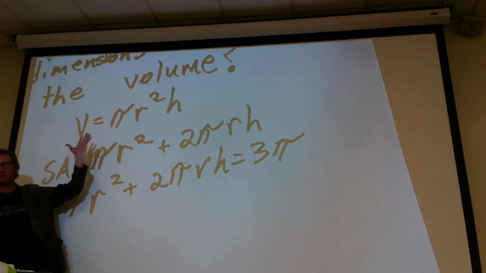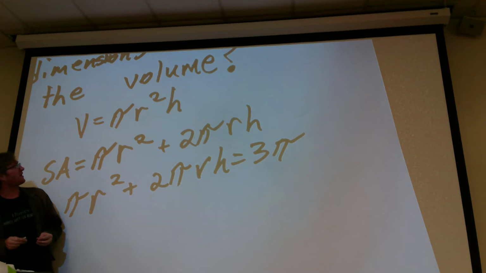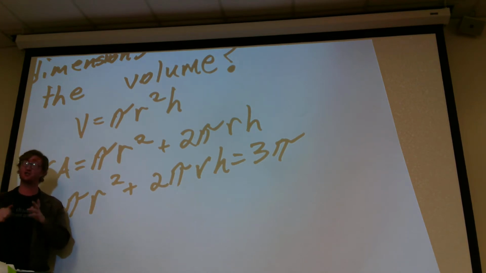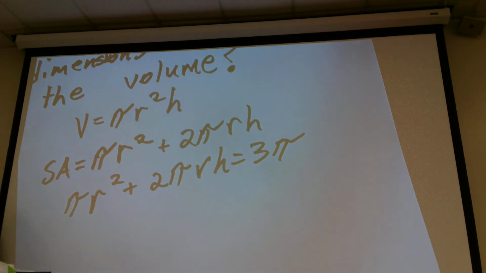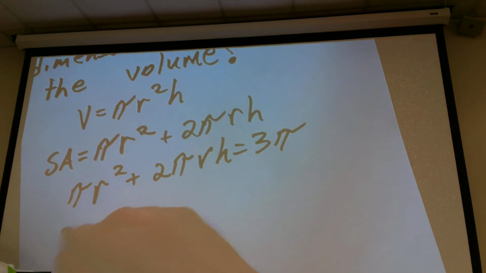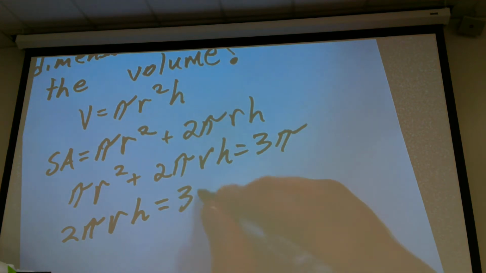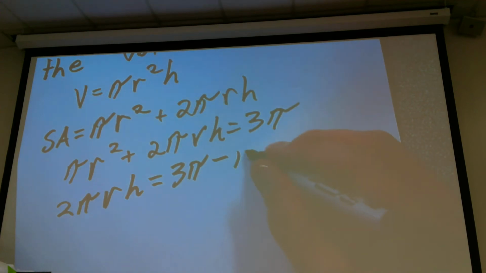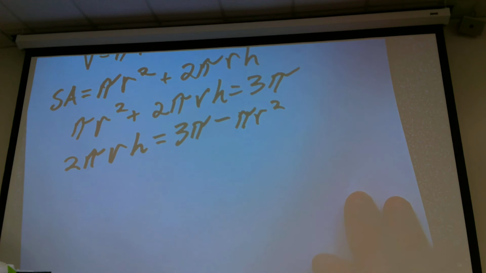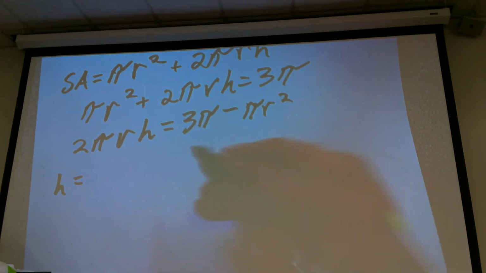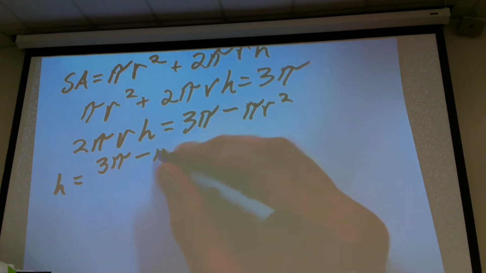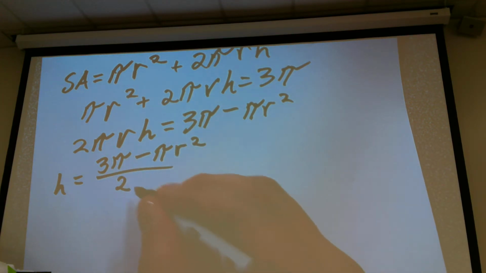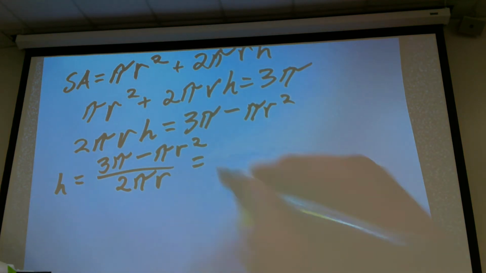Okay, so we want to turn the volume into a function of one variable. I don't think we're going to get it as a function of h, so let's get it as a function of r. To do that, let's solve for h. I'll do this kind of slowly. So 2 pi r h is going to equal 3 pi minus pi r squared. Or that h is going to equal 3 pi minus pi r squared, divided by 2 pi r. The reason that pi was in there is so that the pi's cancel out.